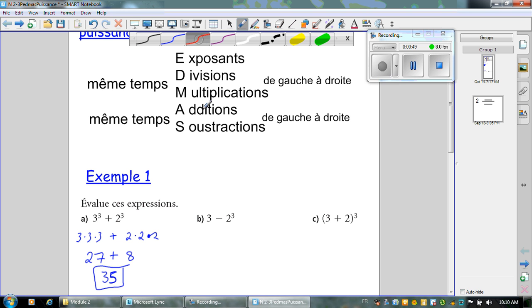The second one, I have to do my exponents first, so we know from the previous question this is 8. So I have 3 minus 8, which is minus 5.